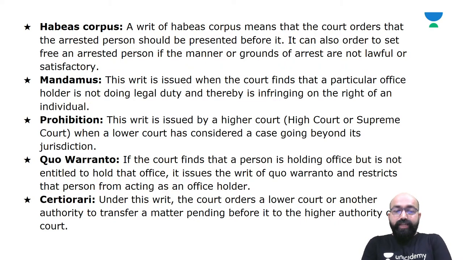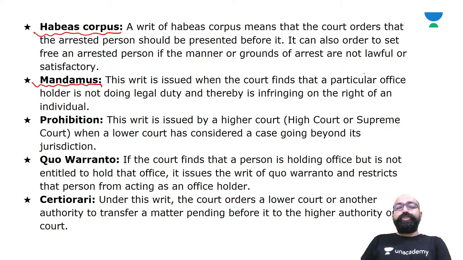So I hope everyone is aware of these writs. Just have a look. First is habeas corpus. A writ of habeas corpus means that the court orders that the arrested person should be presented before it. It can also order to set free an arrested person if the manner or grounds of arrest are not lawful or satisfactory. So, habeas corpus. The second writ is mandamus.